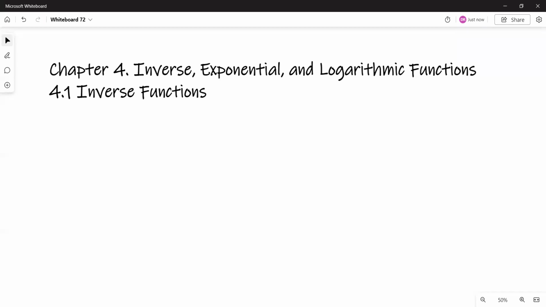Hi, I'm starting the fourth and last chapter of this course. Chapter 4 is about inverse, exponential, and logarithmic functions. So the first section is on inverse functions. And back to chapter 2.